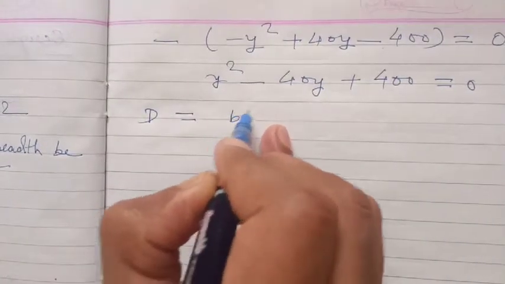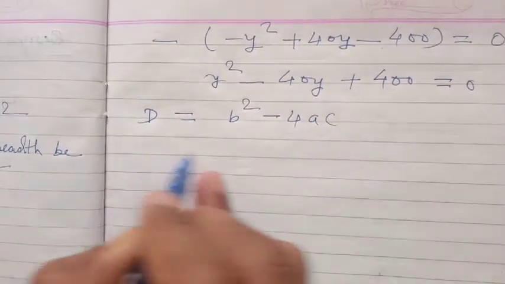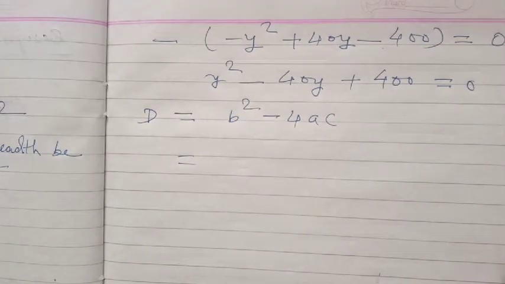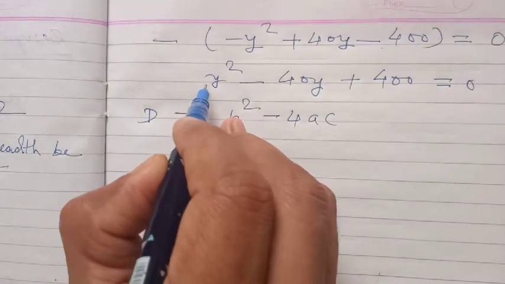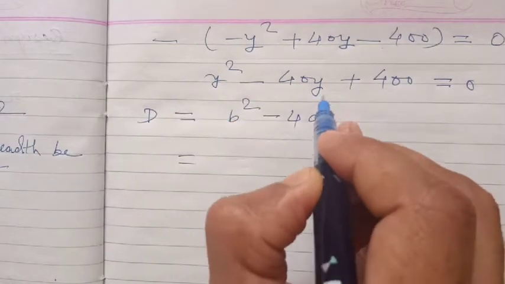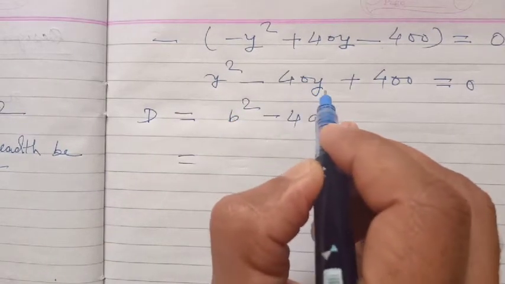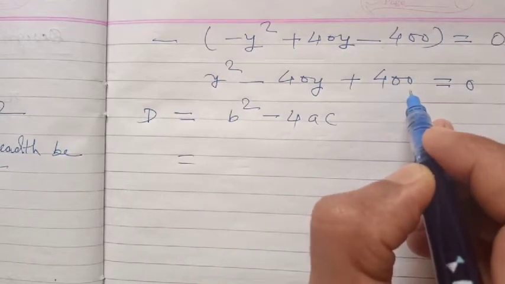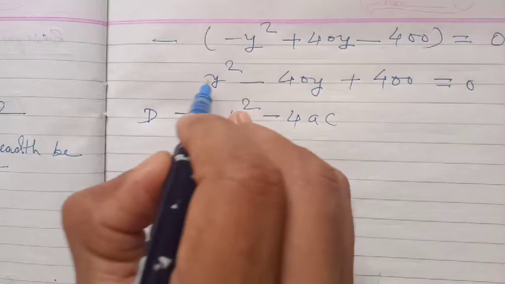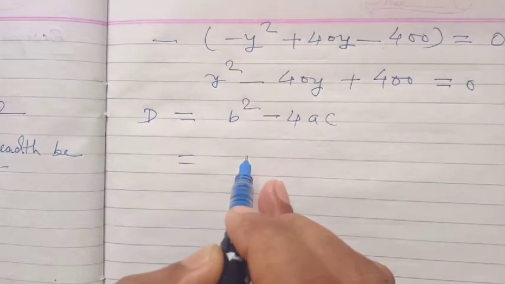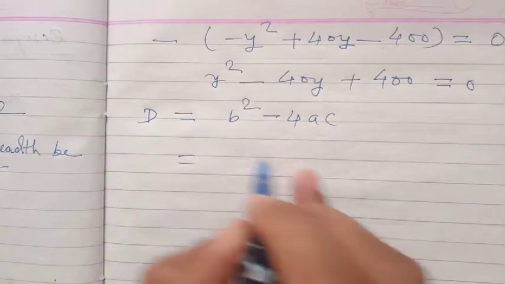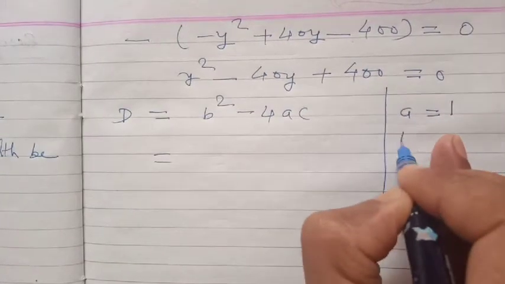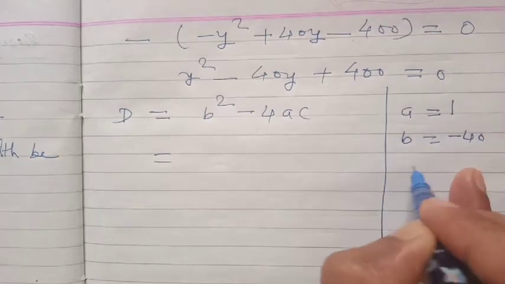D is equal to b square minus 4ac. I am not writing the values of a, b and c separately. You know the value of a here is 1, the coefficient of y square is 1. Value of b here is minus 40 because the coefficient of y is minus 40, and value of c here is 400. What is the coefficient of y square? 1. So the value of a will be 1. So let me write here, a is equal to 1, b is equal to minus 40, and c is equal to 400.